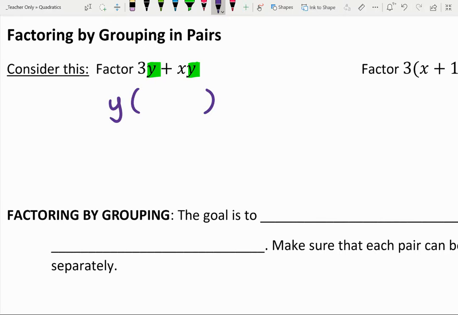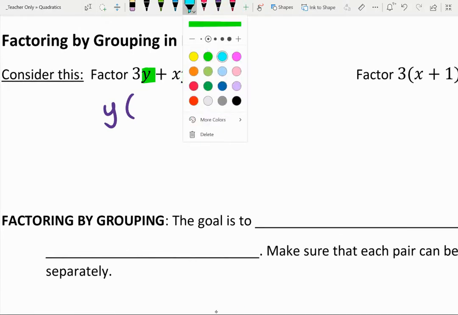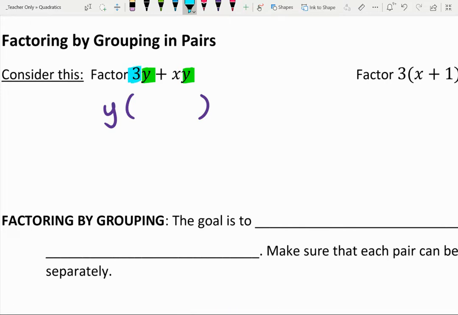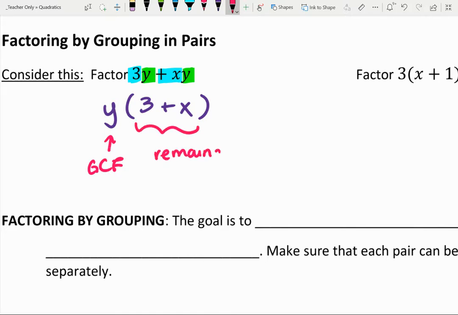So visually, we can kind of see what's left over here, right? If we take out a y from 3y, we're left with a 3. And if we take out a y from xy, we're left with a positive x, which means that our remainder is 3 plus x. And remember, we can always check by multiplying, right? Distributing y to 3 and y to x, and we would get 3y plus xy. So earlier, remember, we talked about factoring out a greatest common factor, the GCF, and leaving behind a remainder.